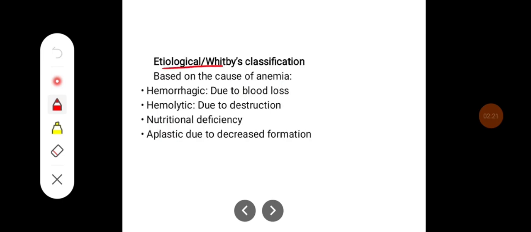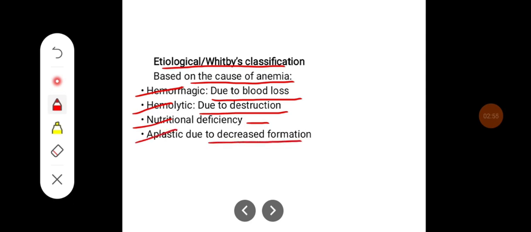There is an etiological classification, which is also called Whitby's classification, and this is based on the cause of anemia. The different causes are: hemorrhage, which is called hemorrhagic anemia, occurs due to blood loss, and hemolytic anemia is seen due to the destruction of RBC. Nutritional deficiency of proteins and minerals can lead to anemia. Aplastic anemia, due to decreased formation, is another cause of anemia.